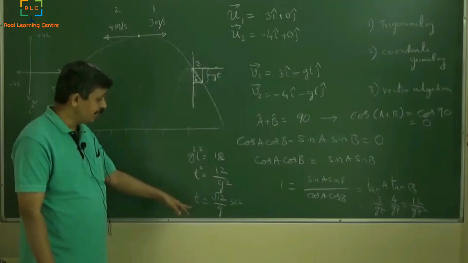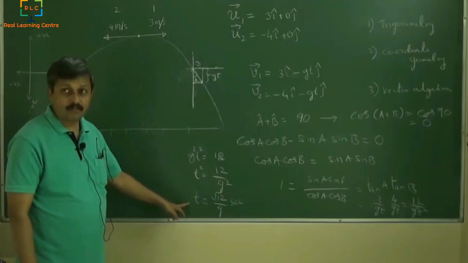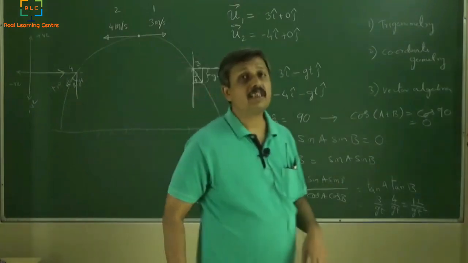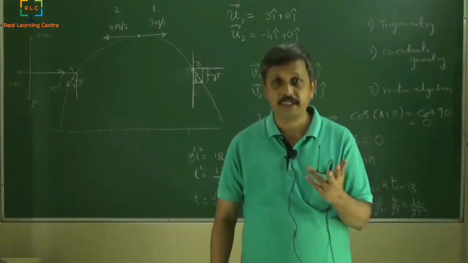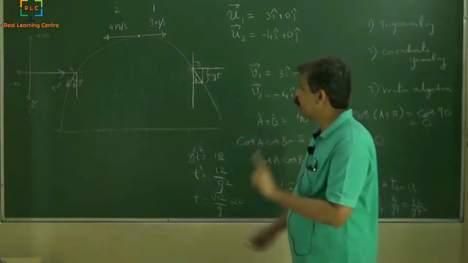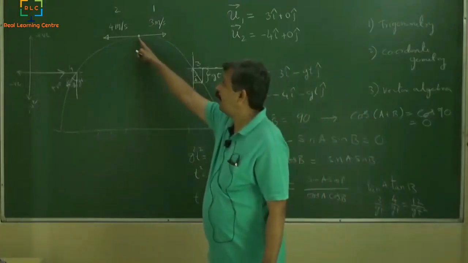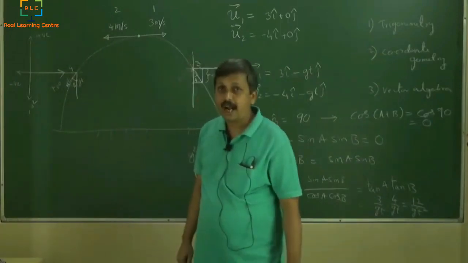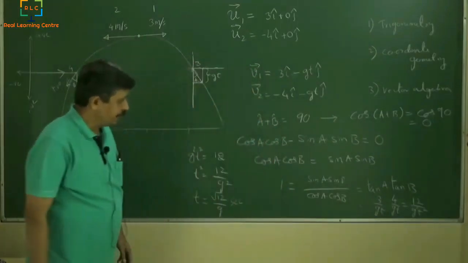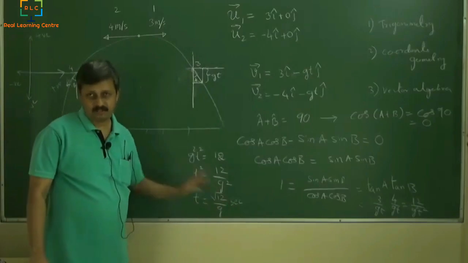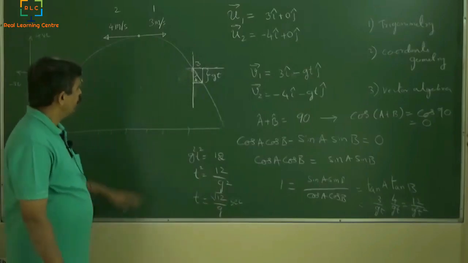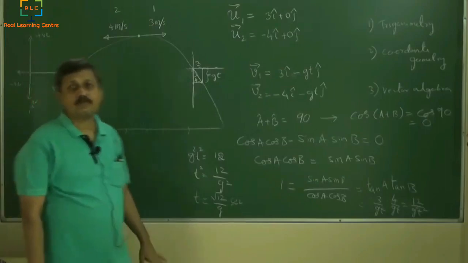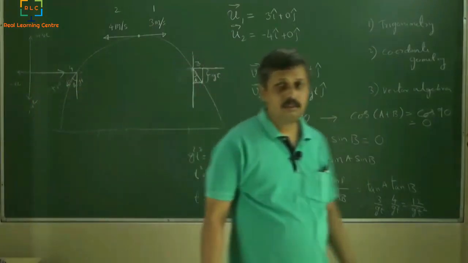Okay, once you got that value of t, now finding out the distance at that point, you get a little bit of physics. So now look at it. When both of them are actually traveling, one at 3 meter per second, one at 4 meter per second, after, let us say, t is equal to root 12 by g seconds, my question to you is whether these two will be at the same height or at a different height.